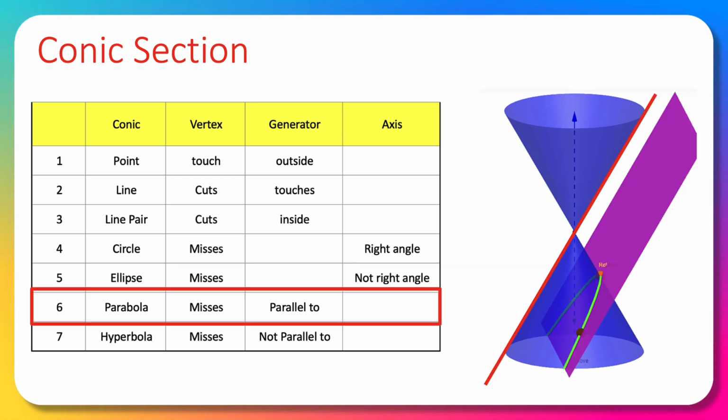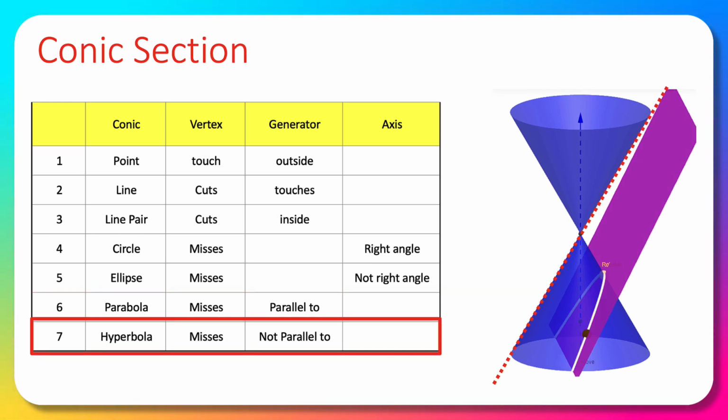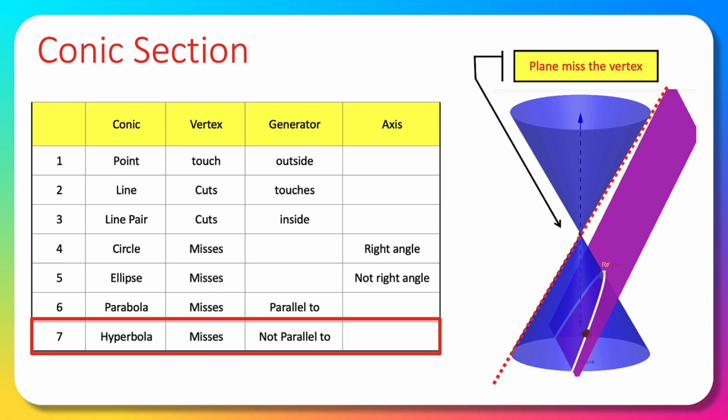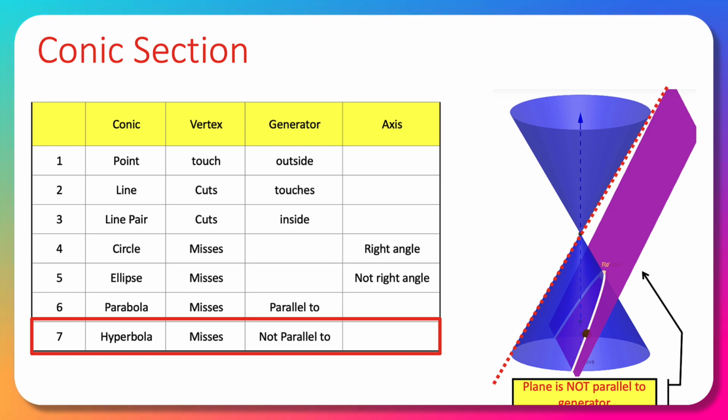Parabola. A parabola is a conic section obtained by the intersection of a cone and a plane in which the plane meets the vertex and the plane is parallel to the generator. Hyperbola. A hyperbola is a conic section obtained by the intersection of a cone and a plane in which the plane meets the vertex and the plane is not parallel with the generator.